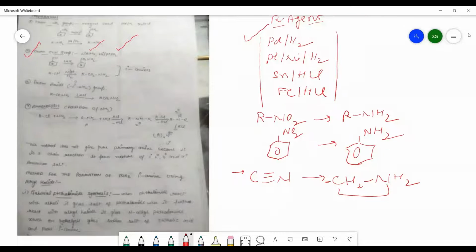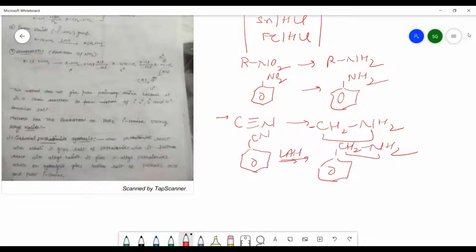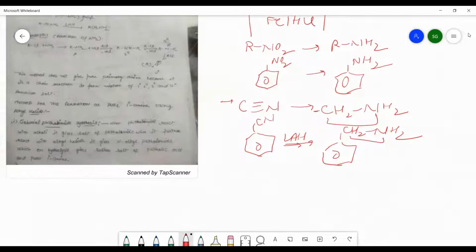Suppose you have the benzonitrile group, and you are using lithium aluminum hydride over here, then you will get benzylamine. The C and N remain intact with each other and give rise to the formation of a primary amine.